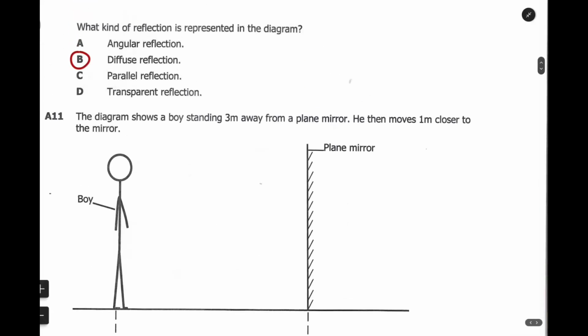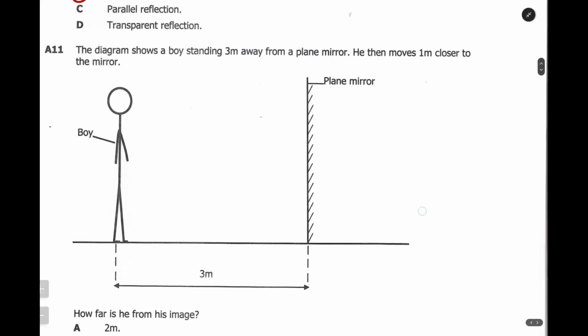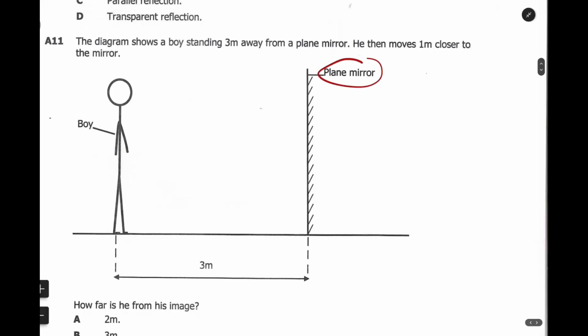So for question 11, let us answer question 11. The diagram below shows a boy standing 3 meters away from the plane mirror. He then moves 1 meter closer to the mirror, as you can see, the mirror and the boy.